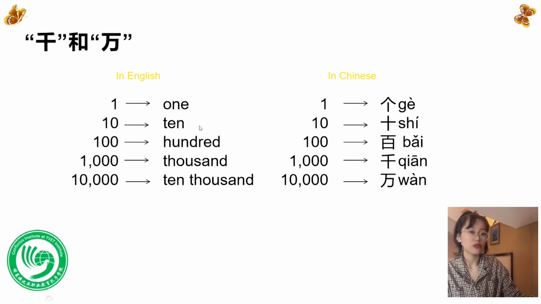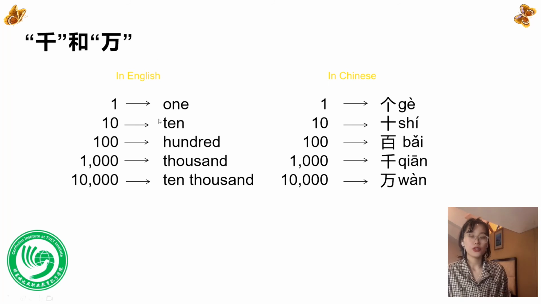So let's move to this part. I want you guys to pay attention to the difference between Chinese and English about 千 and 万. So in English we use 1, 10, 100, thousand, million, billion as the counting units. But in Chinese it's different. Each one has its own special name.